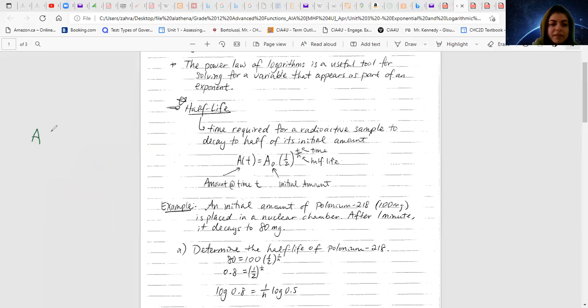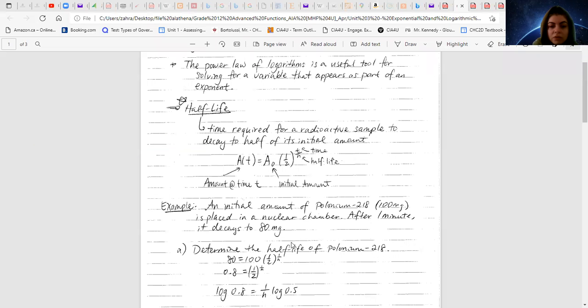Why? Because let's say you want to find the amount at time equal to 0. I'm just proving that to you. The amount at time equal to 0 is going to be A0 times 1/2, and instead of the time you put 0, so 0 over h. You know, 0 over h is 0. Any number to the power of 0 is 1. So this is going to be A0. So I showed that at the initial time, when the time is 0, the amount of your material is A0. So A0 represents the original amount of material you have.